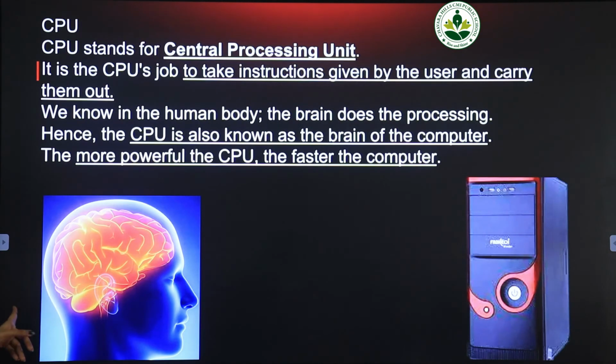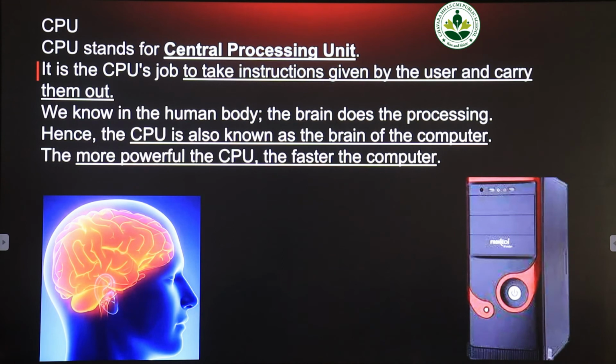Next is CPU. CPU stands for Central Processing Unit. So the full form of CPU: C stands for Central, P for Processing, U for Unit. So the full form of CPU is Central Processing Unit. It is the CPU's job to take the instruction given by the user and carry them out. So we have learned we give instructions to the computer. So CPU is the part that takes the instruction and then carries them out.